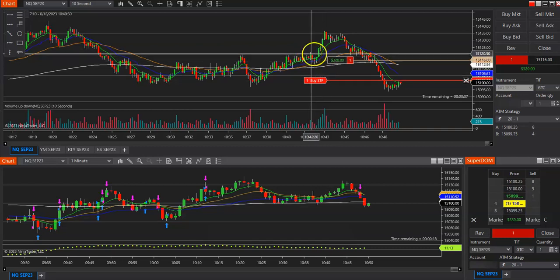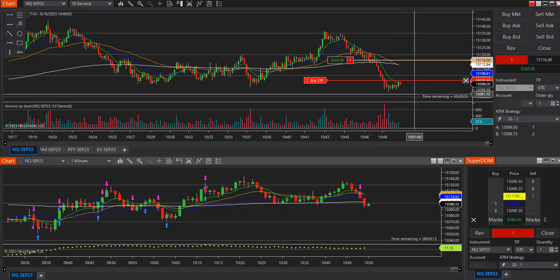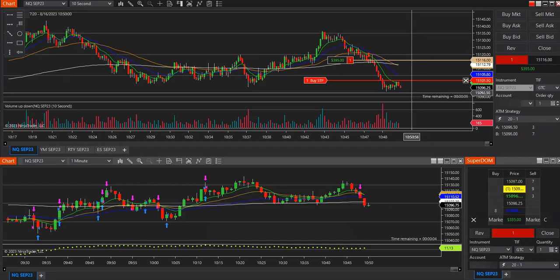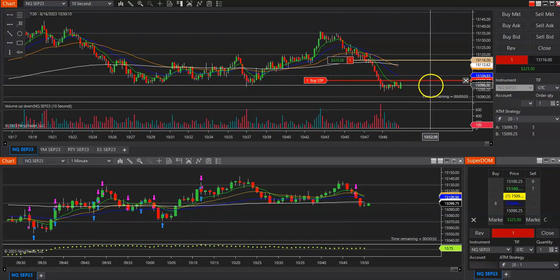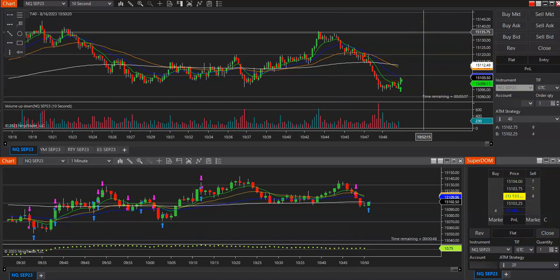Let's see. I wanted it to reject this 9 moving average and continue lower, but there is room all the way down to 80, 15, 80. So let's see if that can take place. Might get filled, might get stopped here, but might not. So it just depends. We'll see. Yep, I got stopped. Okay.